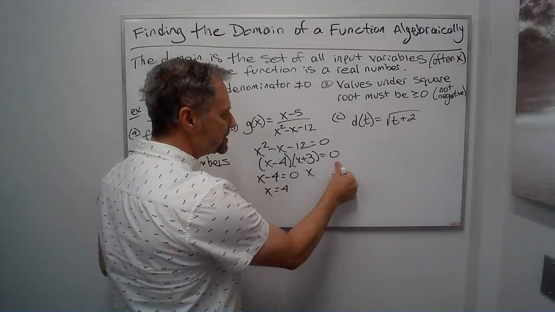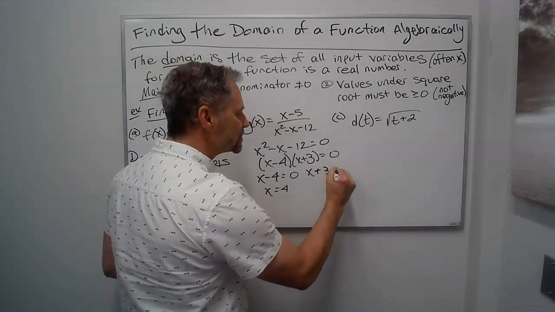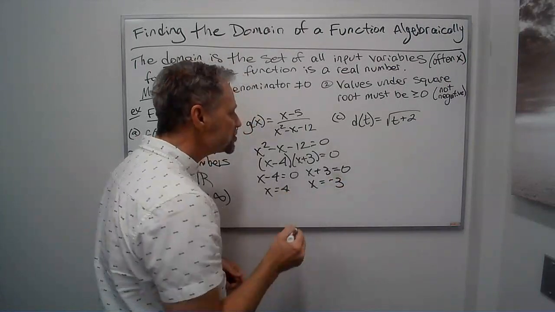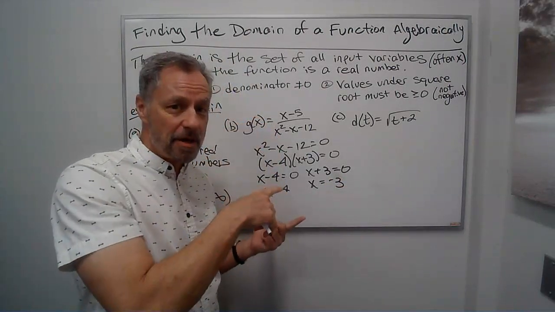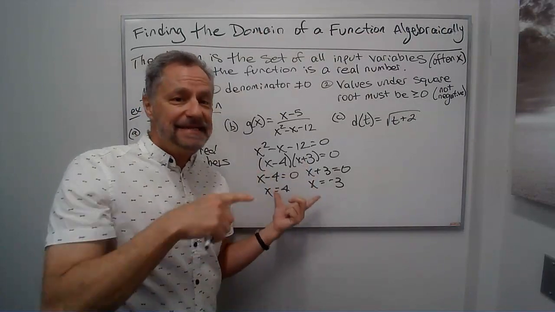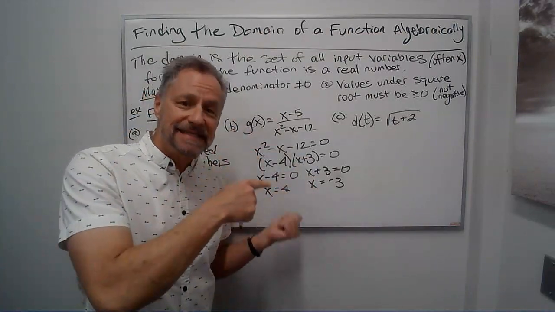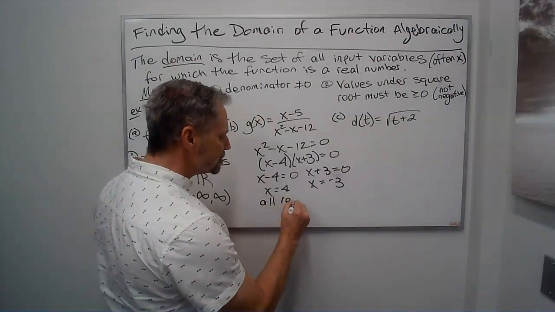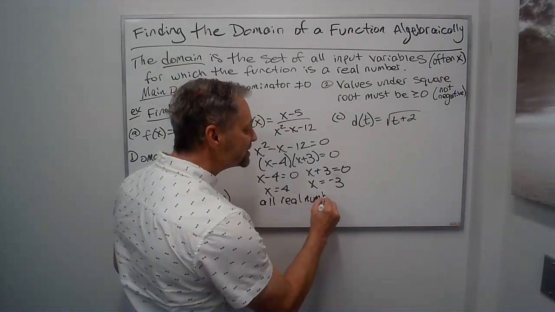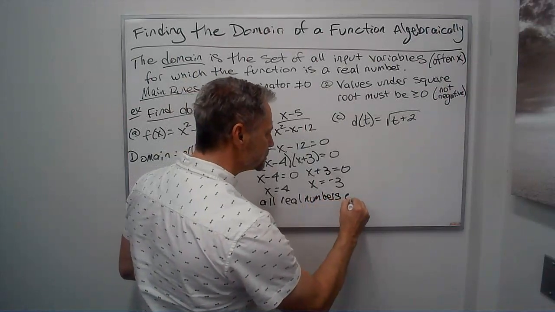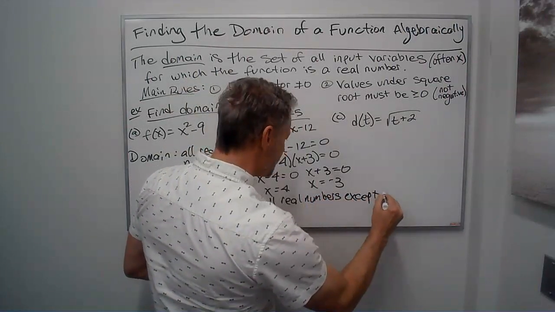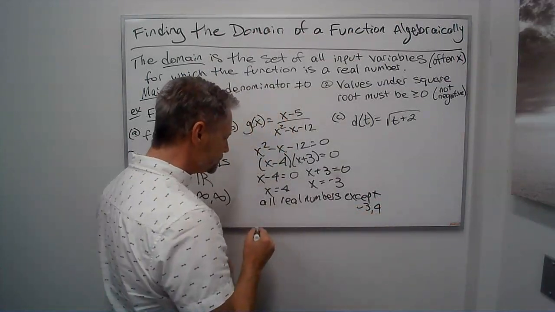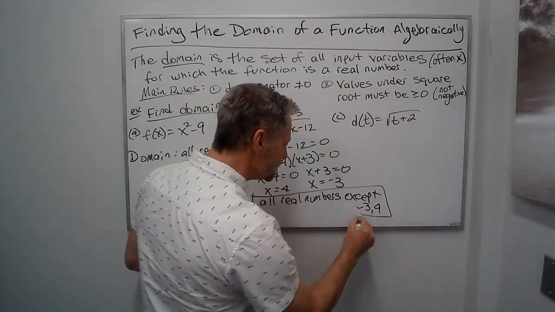I kind of skipped a step right there. Let's go ahead and write that out so we don't skip that. All right, so there's the two values that would make the denominator 0. So the domain isn't those numbers, it's any real number except those. So we could either write it as all real numbers except negative 3 and 4. Kind of box it that way.